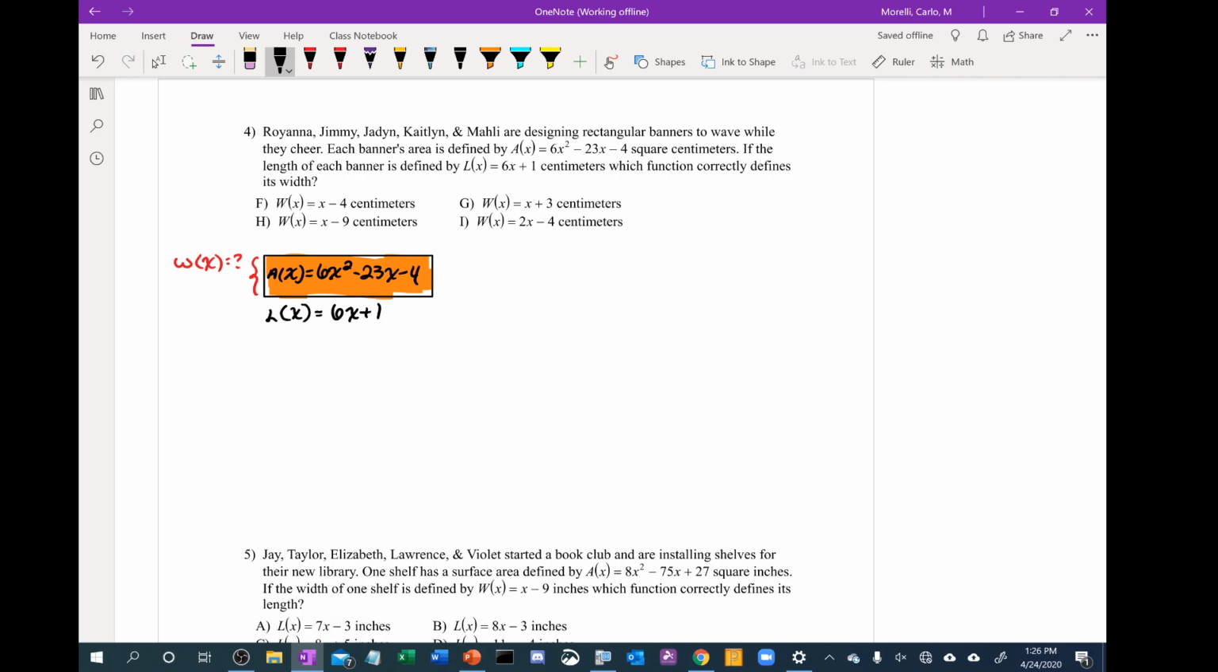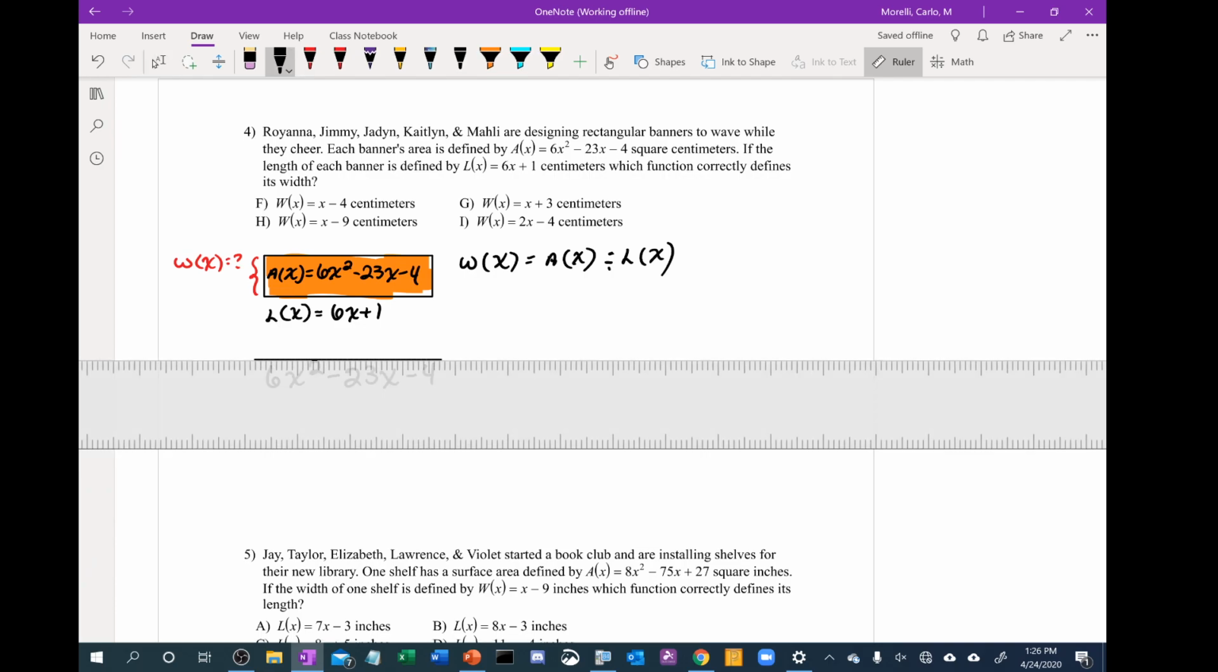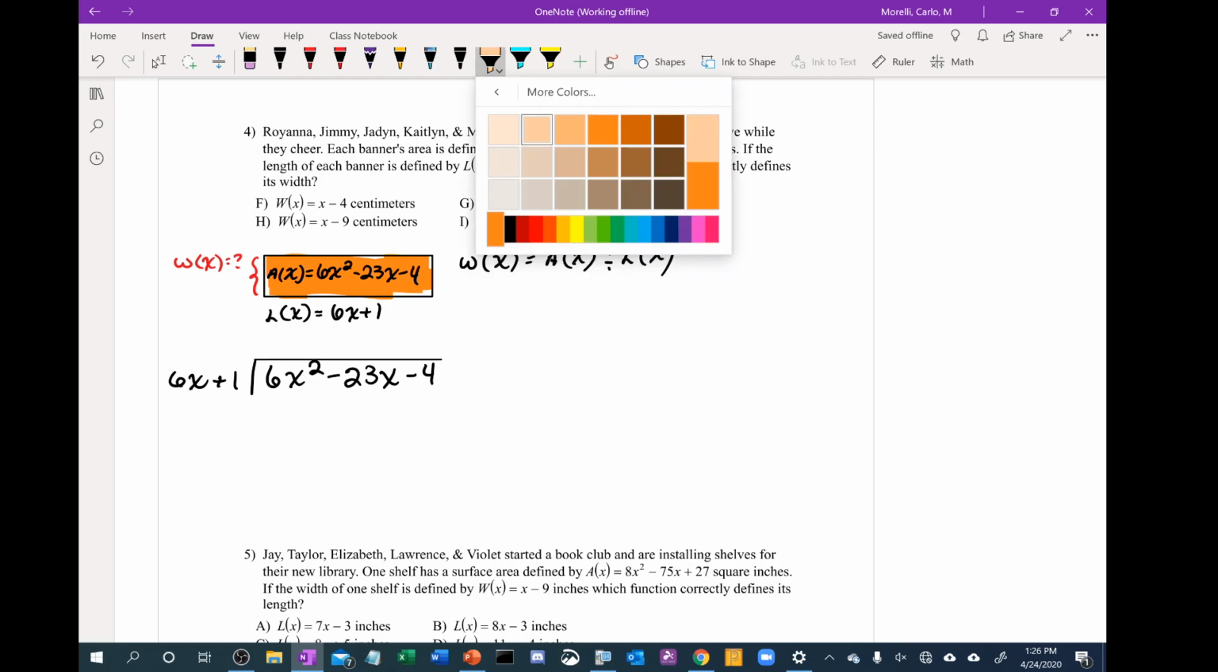So we're going to use the area formula, W of x for width equals A of x for area divided by L of x for length. Substituting into our polynomial long division form, we have 6x squared minus 23x minus 4. Let's use a ruler to write that long division symbol. And we'll divide by the length as the divisor, 6x plus 1. So we will choose here, let's get a lighter color of orange.